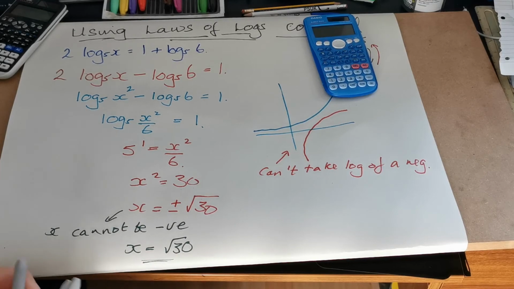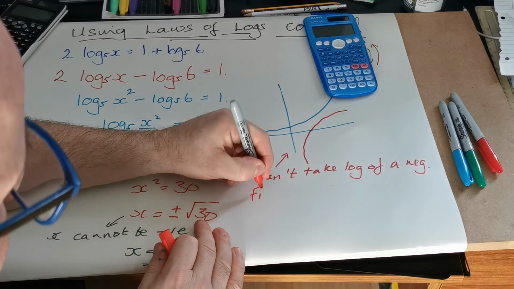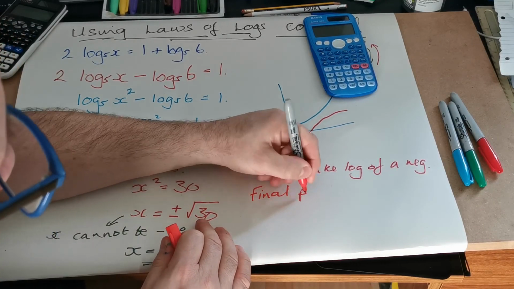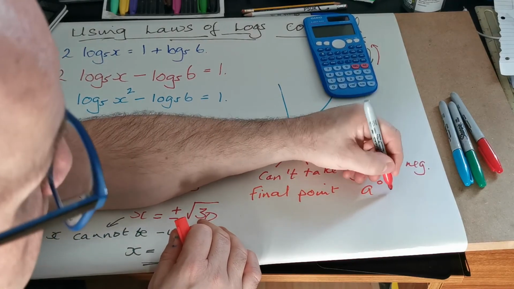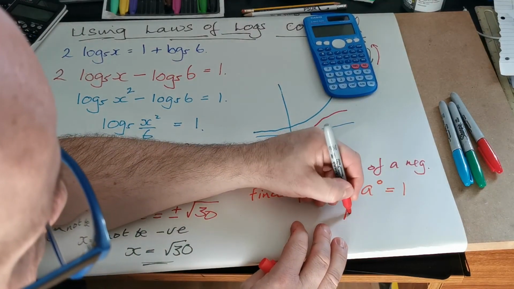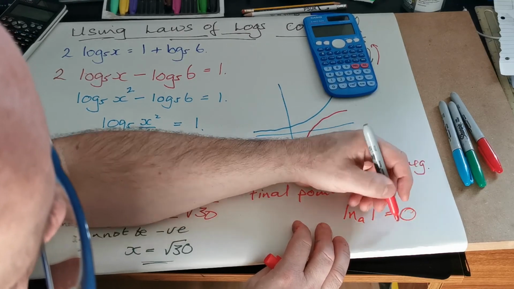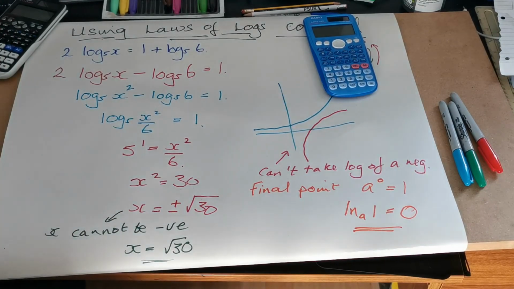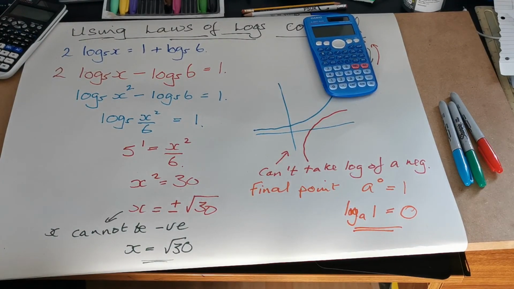One final thing that I want to talk about: anything to the power of 0 is 1. So if you took log to the base of anything of 1, you always get 0. Okay? So log to the base anything of 1 is 0, and that's something that should stick in your head as well. That's just an extra.